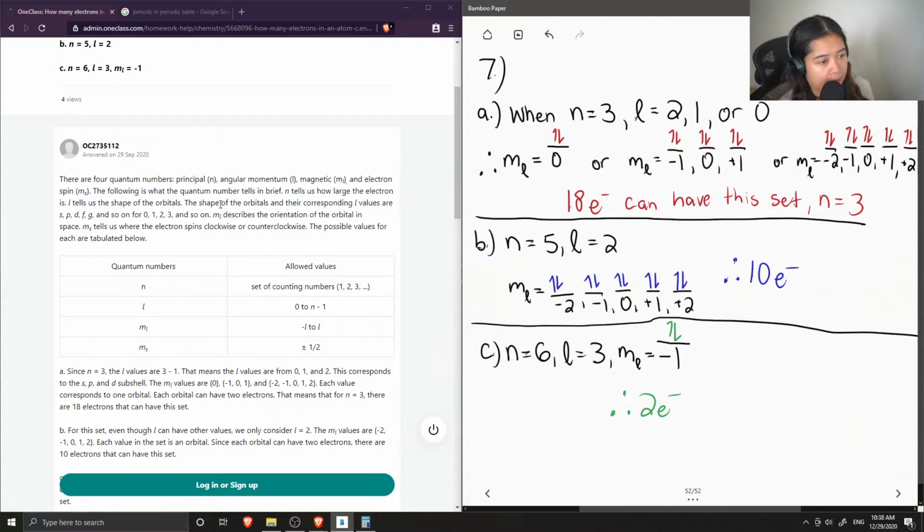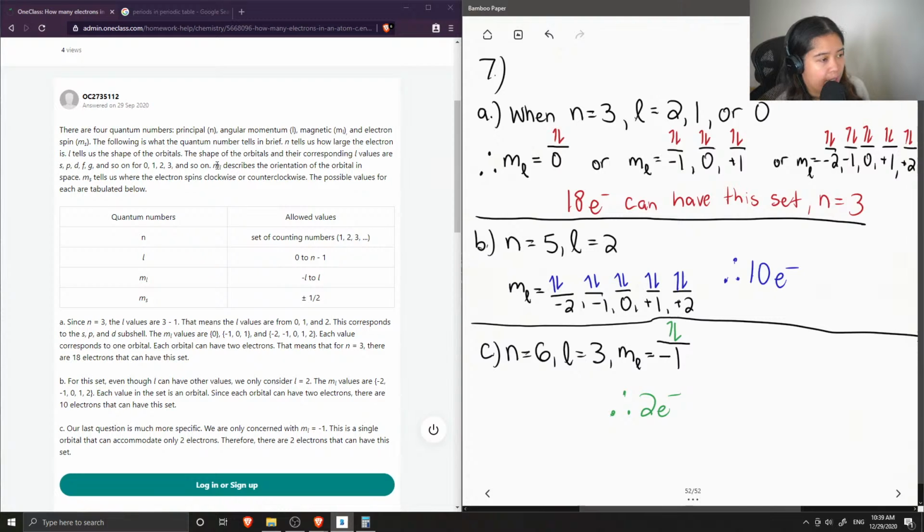N tells us how large the electron is. L tells us the shape of the orbitals. The shape of the orbitals and their corresponding L values are S, P, D, F, G, and so on for 0, 1, 2, 3, and so on. So it only really goes up to F, but that's okay. ML describes the orientation of the orbital in space, and MS tells us whether the electron spins clockwise or counterclockwise.